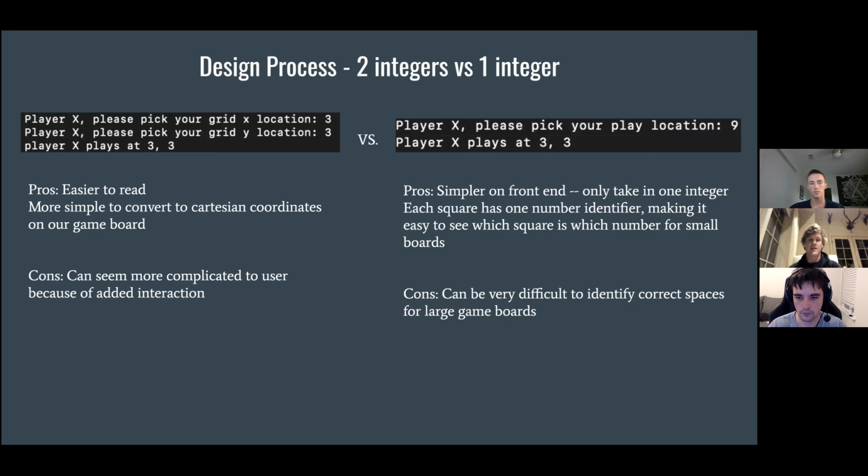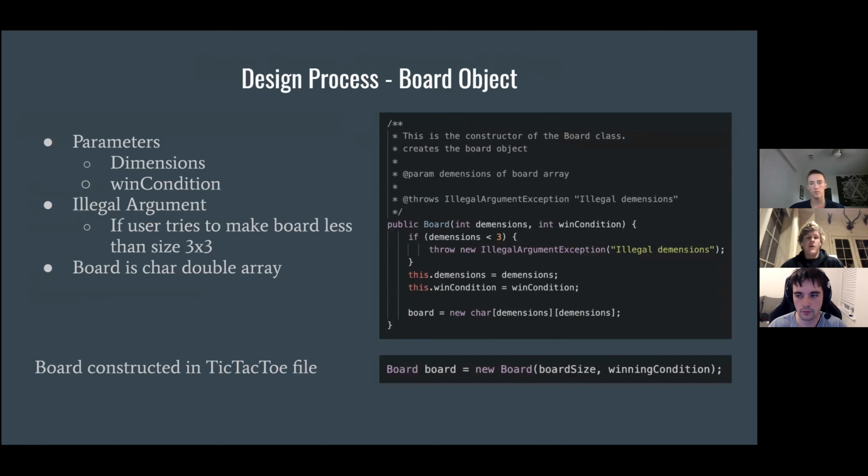You can go on to the next slide, where we designed the board. The board is a two-dimensional array that takes in the dimensions of the board to create basically a square of whatever number was input by the user for what they wanted the size to be. You go on to the next slide.